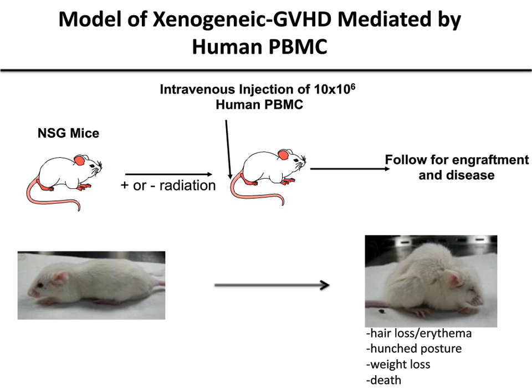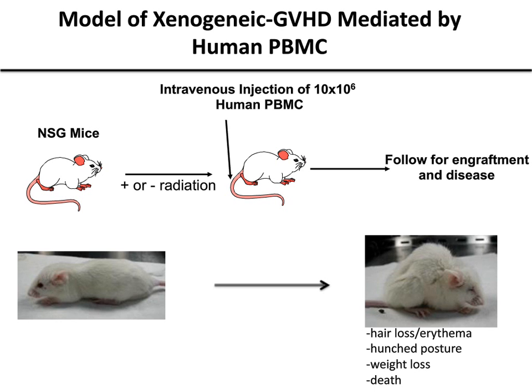We then can follow these animals for engraftment and disease. And we start out with a nice, healthy mouse. But over time, as these mice develop a xenogeneic graft versus host disease, they become sick, as you can see on the right. And this is characterized by hair loss and erythema, hunched posture, weight loss, and ultimately death.